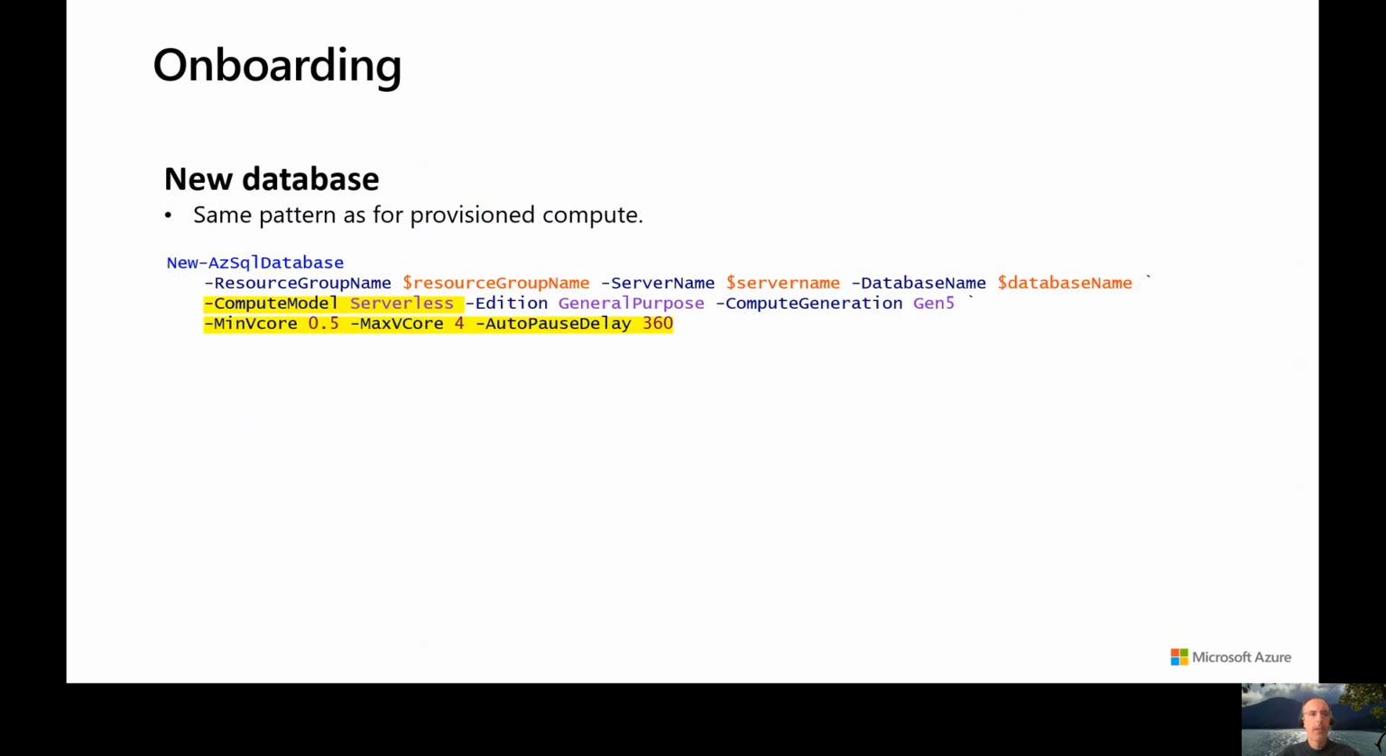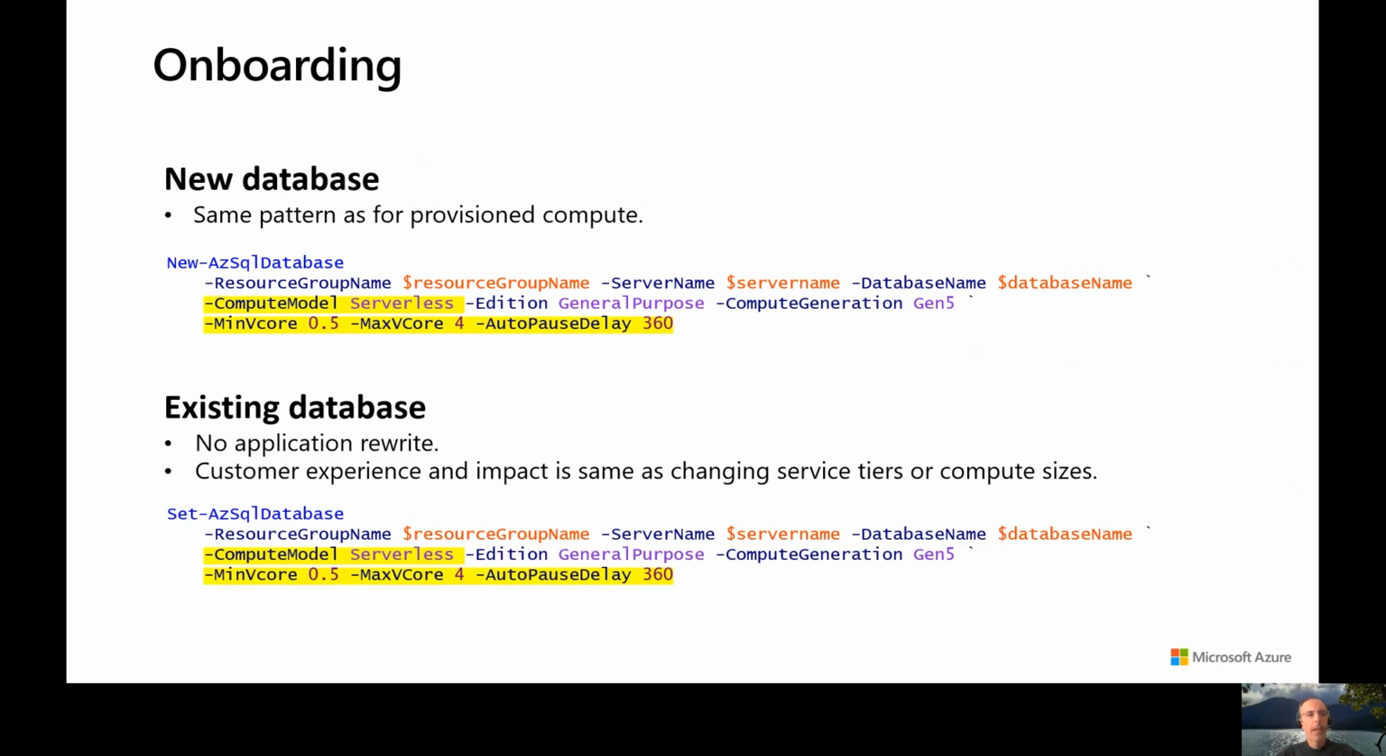Onboarding into serverless is straightforward. In the case of creating new databases, here what I've shown is a PowerShell cmdlet, and I've highlighted the 4 parameters that are unique to serverless. In yellow, there's the compute model, and then specifying the min-max number of cores, as well as the auto pause delay, as we've just discussed. Otherwise, the signature on this API is just the same as it would be for provisioning compute, and the same would be true if I presented a code snippet from CLI or REST.